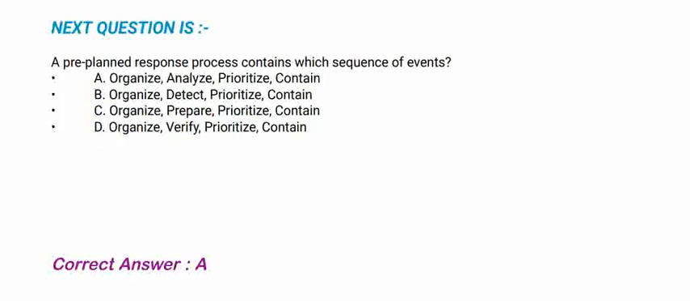Next question is, a pre-planned response process contains which sequence of events? Options are option A, organize, analyze, prioritize, contain. Option B, organize, detect, prioritize, contain. Option C, organize, prepare, prioritize, contain. And option D, organize, verify, prioritize, contain. The correct option is option A.